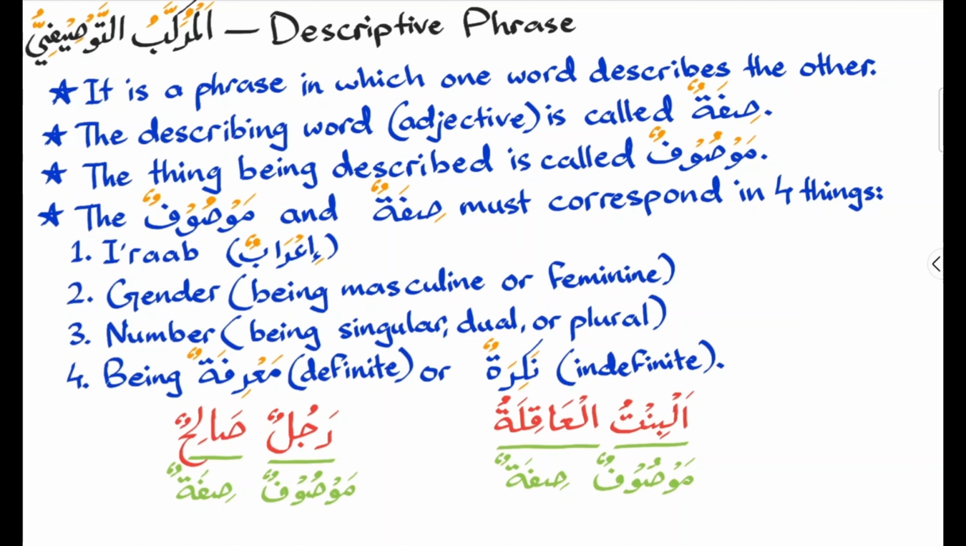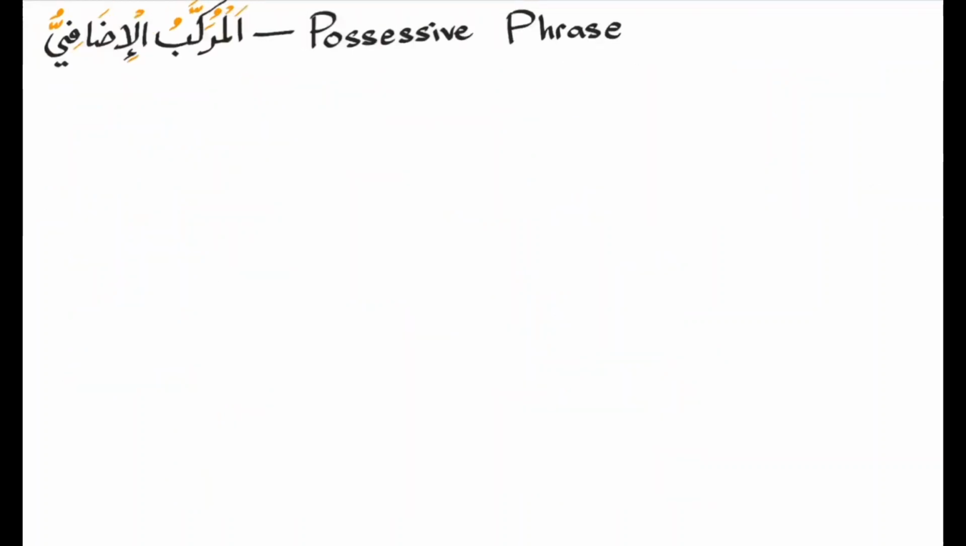And finally being ma'rifah, because al-bint here has an alif lam which makes it definite, the girl. So therefore, aqilah also gets an alif lam which makes it definite. So you made the sifat definite in accordance with the mawsuf, which is also definite. Now this is all you need to know about al-murakkabu tawsifi, a descriptive phrase. That was the first type of al-murakkabu naqis. Now let's jump on to the second type, which is al-murakkabu idafi, or possessive phrase.